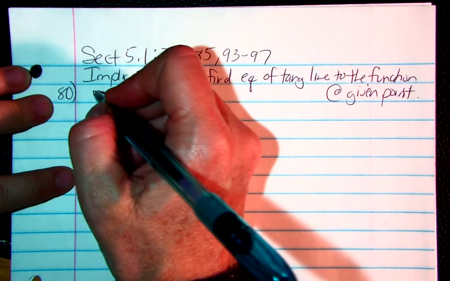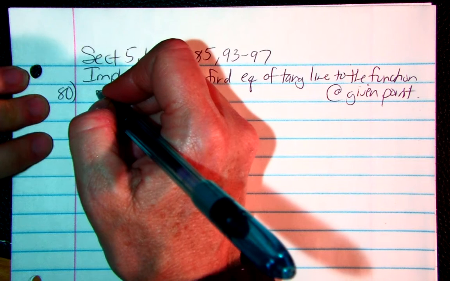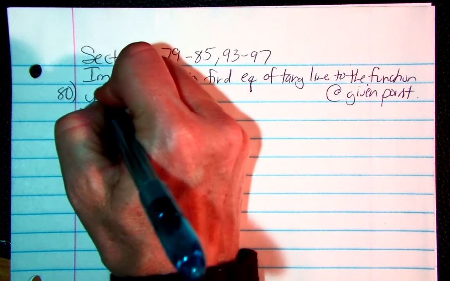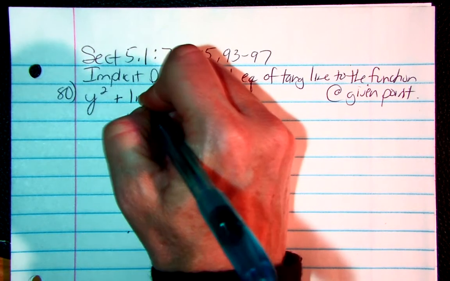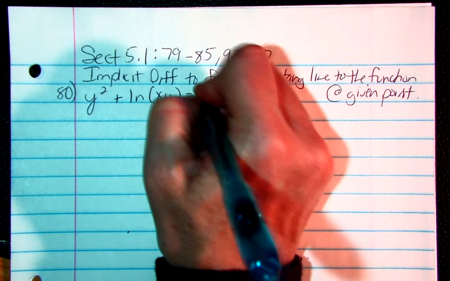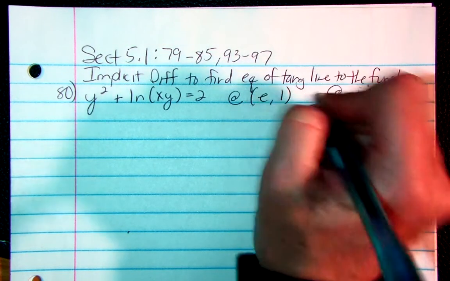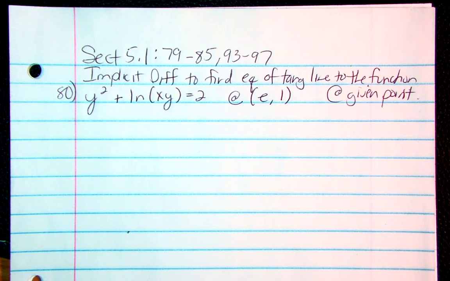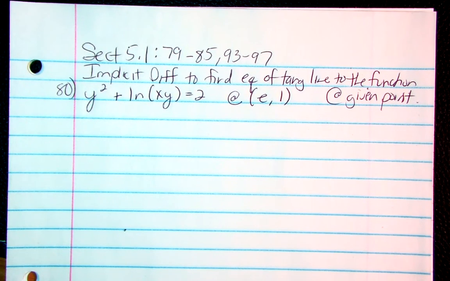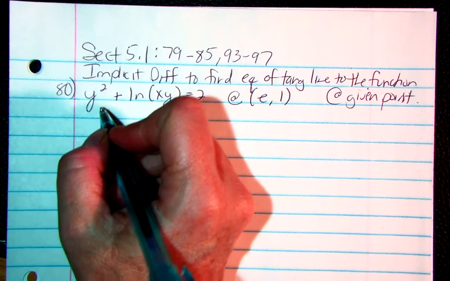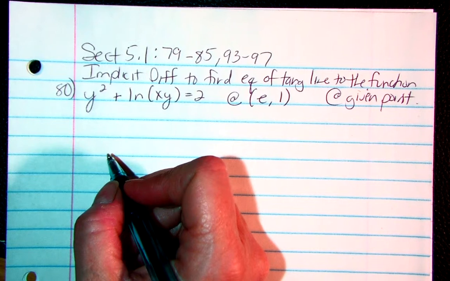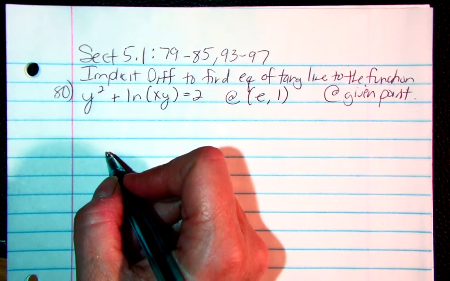So let's write down what number 80 looks like. 80 is y squared plus natural log of x times y equals 2, and it's at (e, 1). So let's use implicit differentiation.